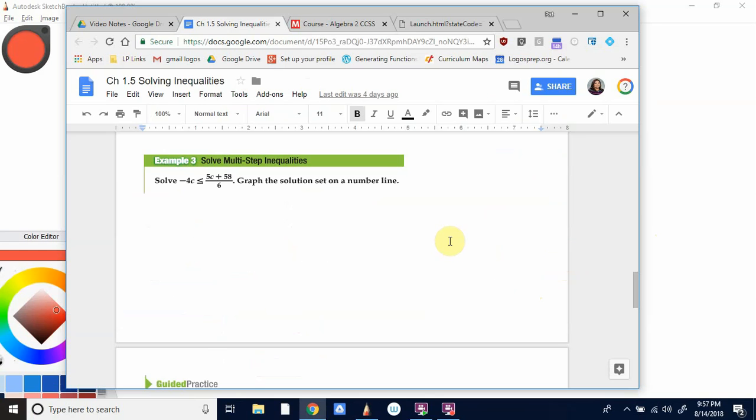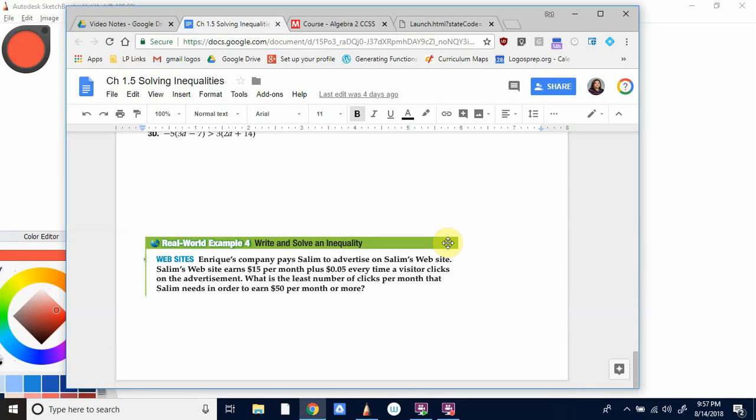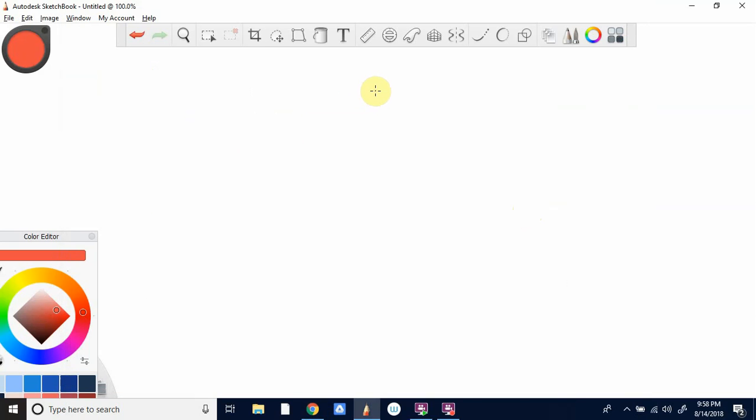All right, welcome back. So now that you've done those, let's look at this. We can use these in a real-world solution. So it says, write and solve an inequality. So Enrique's company pays Solomon to advertise on Solomon's website. His website earns $15 per month plus 5 cents for every time a visitor clicks on the advertisement. What is the least number of clicks per month that Solomon needs in order to earn $50 per month or more? So he wants to earn at least. This is really important. At least means what? Greater than or equal to $50.